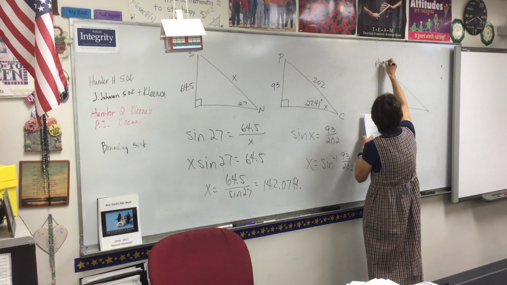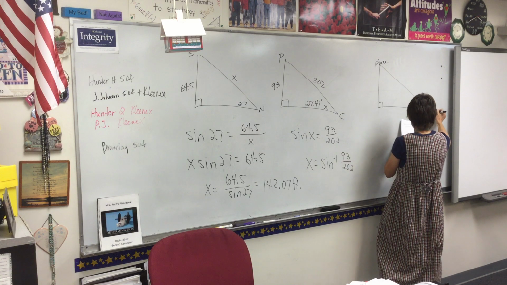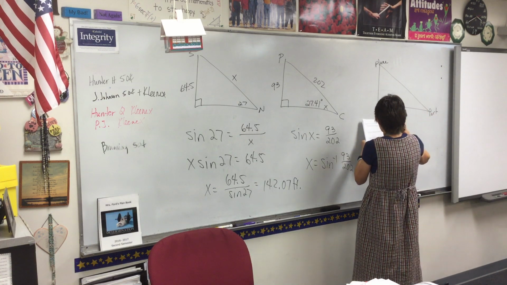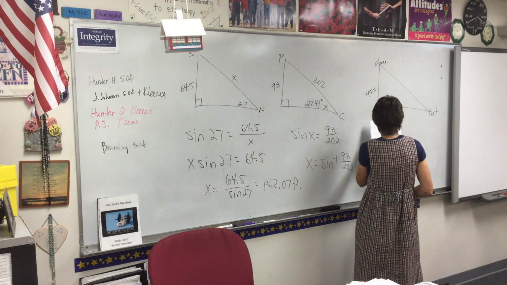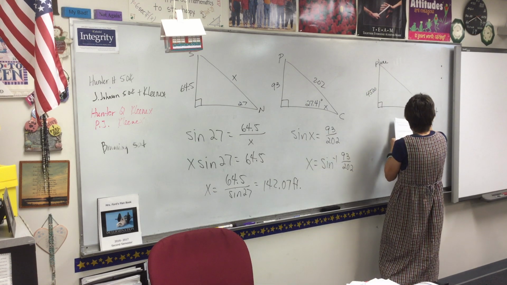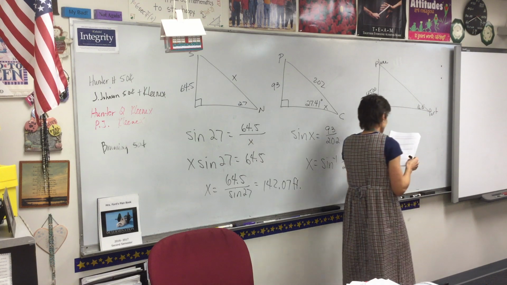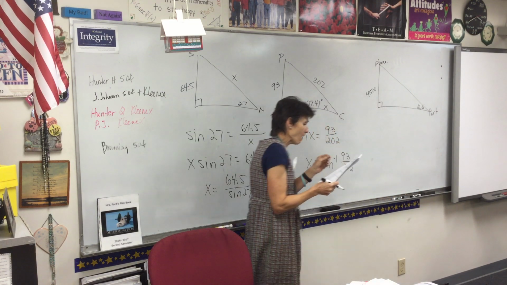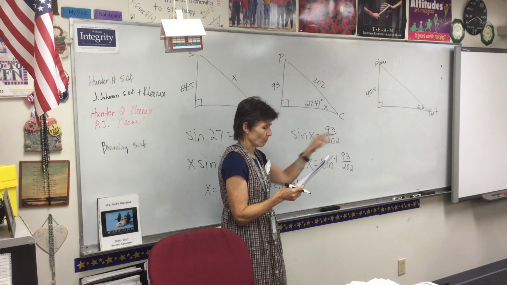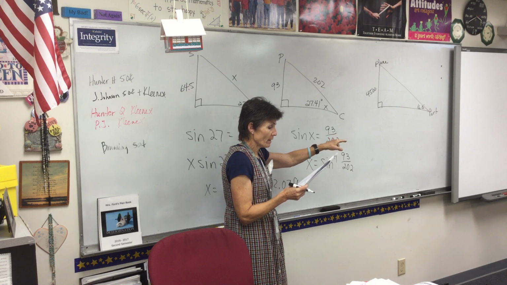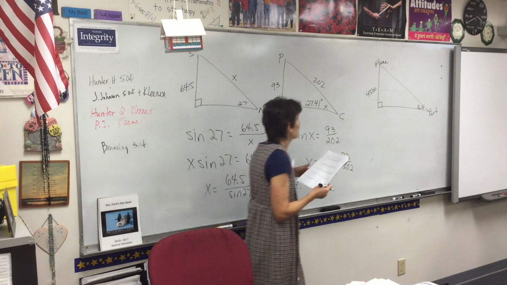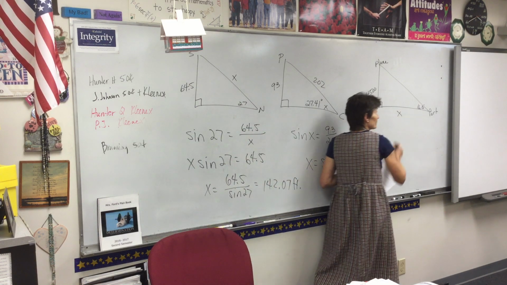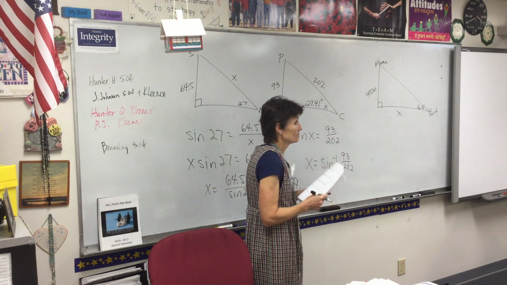Airplane, airport. The airplane is 4,500 feet above the ground. The angle of depression is 16.3 degrees. How far is the airport from the point on the ground directly beneath the plane? So X is going to go here. It's a point on the ground.